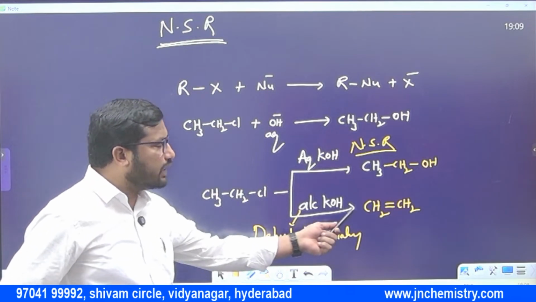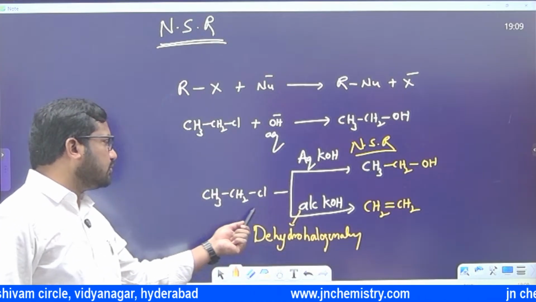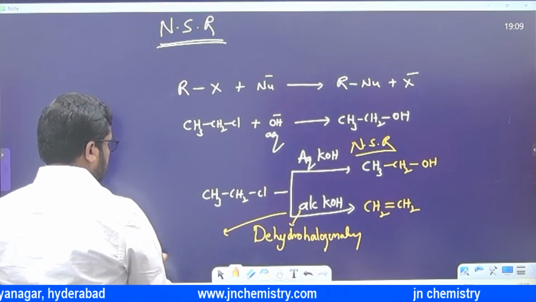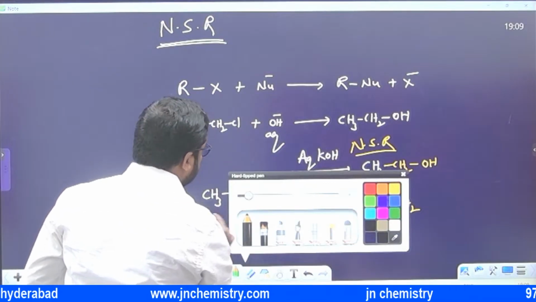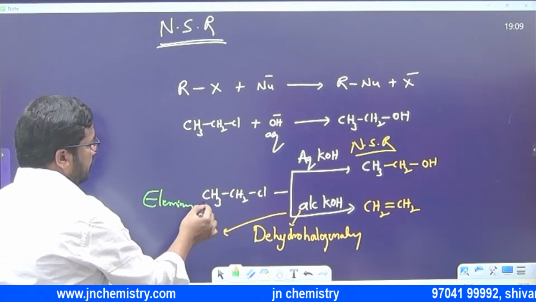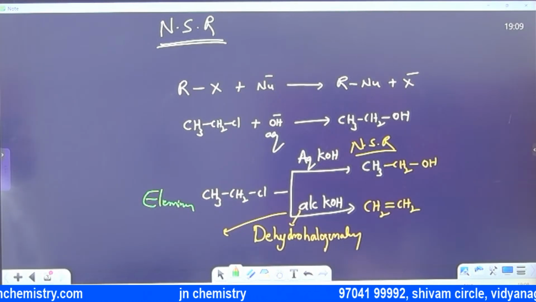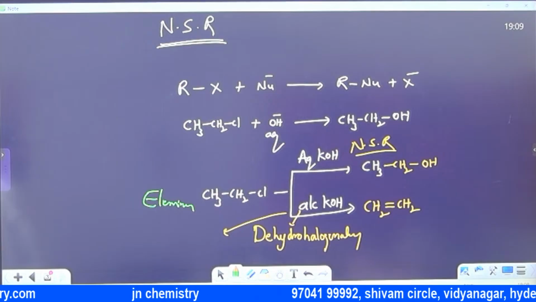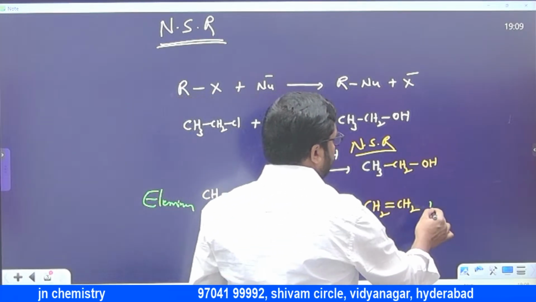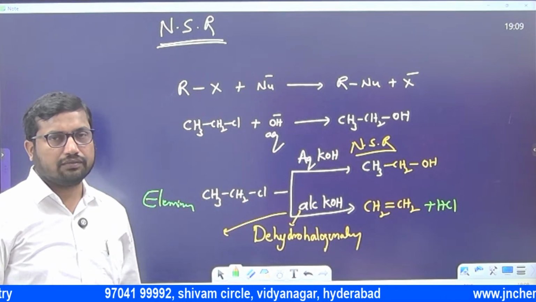So this reaction we can use in the preparation of alkenes. Which reaction? This is elimination reaction. In elimination, E2 reaction takes place. I'll explain that. This is elimination. Dehydrohalogenation takes place. HCl is going out.